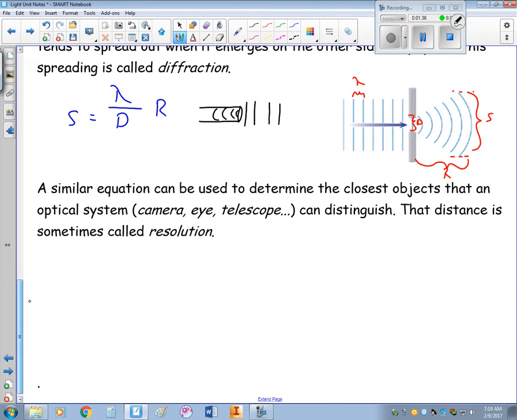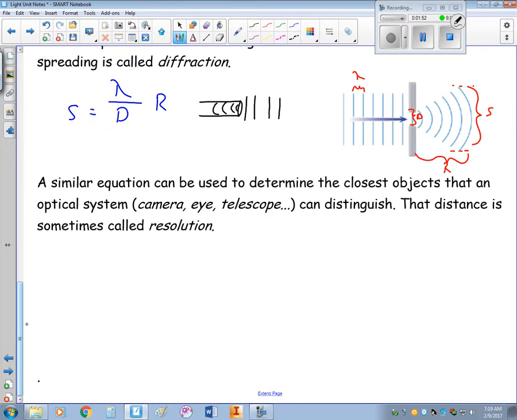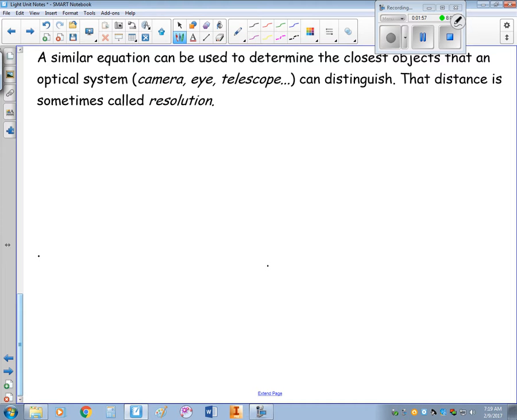So we have a similar equation to determine the closest objects that an optical system, such as a camera, your eye, a telescope, or microscope, the closest that an optical system can distinguish. And that distance is what we call resolution. So the formula for resolution, and this becomes very important.